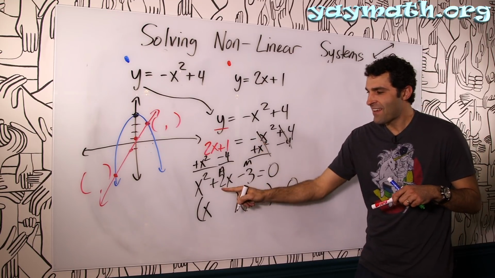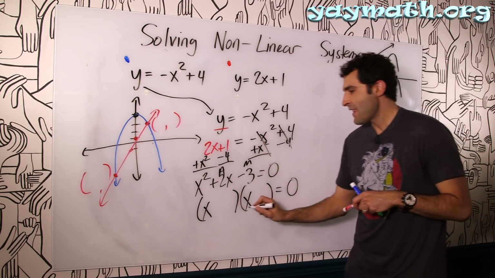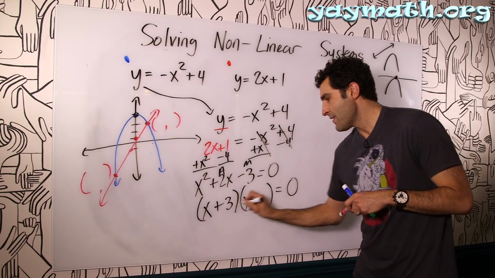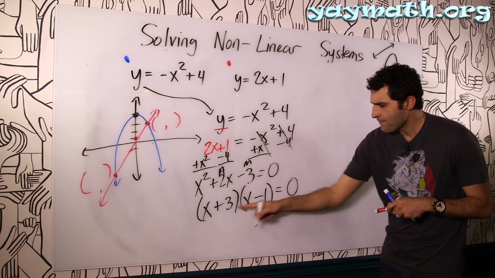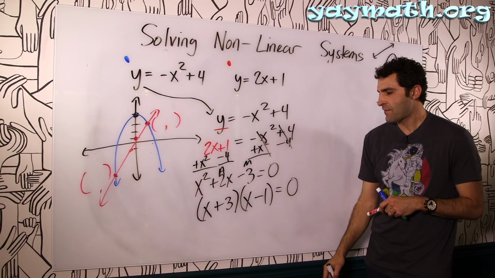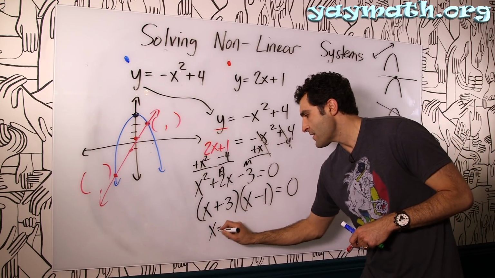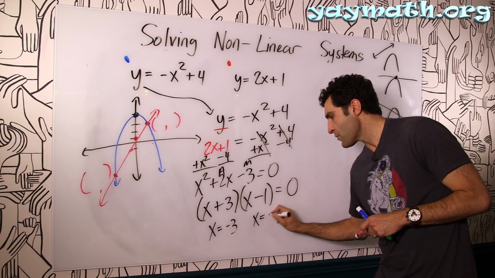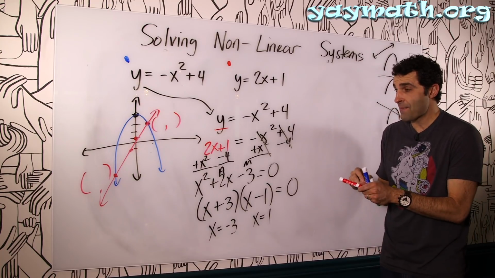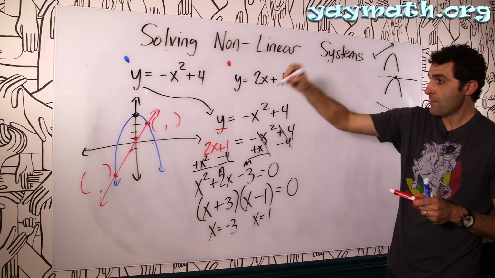All right, two numbers that multiply to negative 3 and add to positive 2. That would be plus 3, negative 1. Those two numbers multiply to negative 3 and add to positive 2. Solve for x. x equals negative 3, x equals 1. And we're not surprised by those numbers because we're going to put them in.